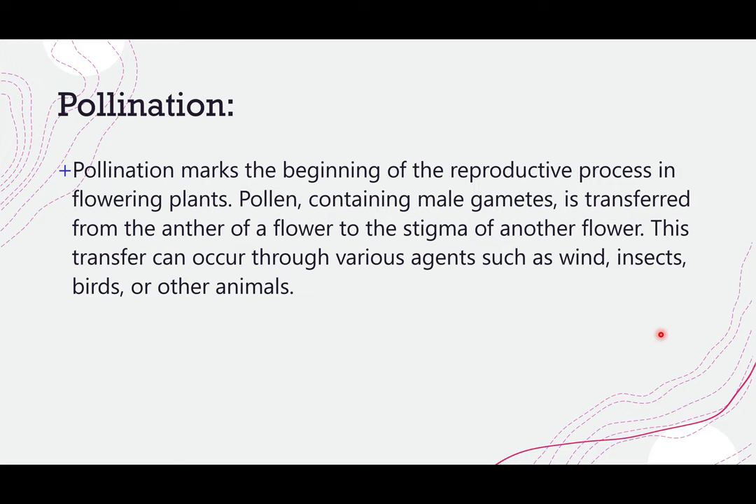And we know that the pollen contains the male gametes, right? So the pollen, which contains our male gametes, is transferred from the anther of a flower to the stigma of another flower, or of the same flower, right? This transfer occurs through various agents such as wind, insects, or animals, which could be birds, could be mammals, could be other things, but generally animals, right? So these can be agents of pollination. And then pollination occurs, right? So we move the pollen from the anther to the stigma.